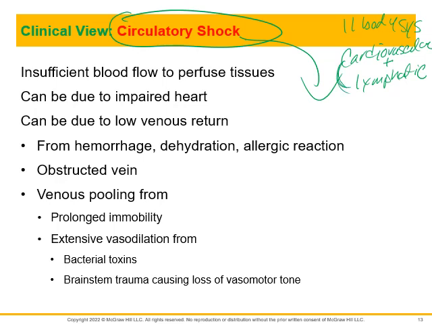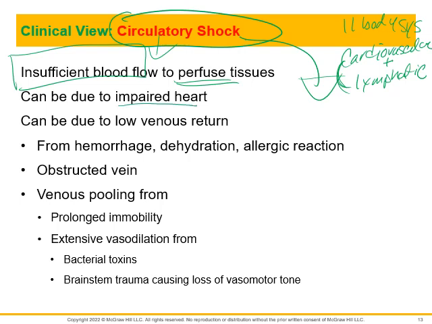So both of these have to do with all of the fluid that is moving through the body. It'll make a little bit more sense when we talk about lymphatic. But circulatory shock means insufficient blood flow. So we're back to that term about perfusion, making sure that the tissues get enough oxygen and glucose.